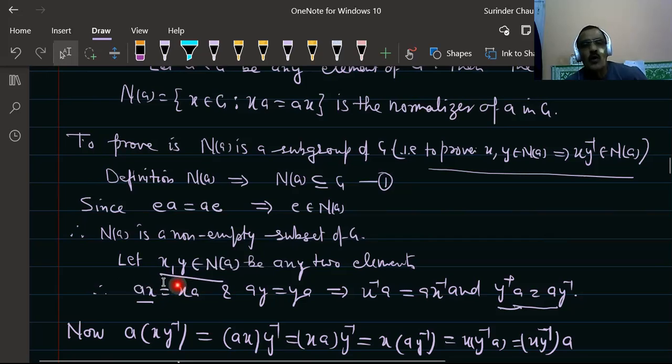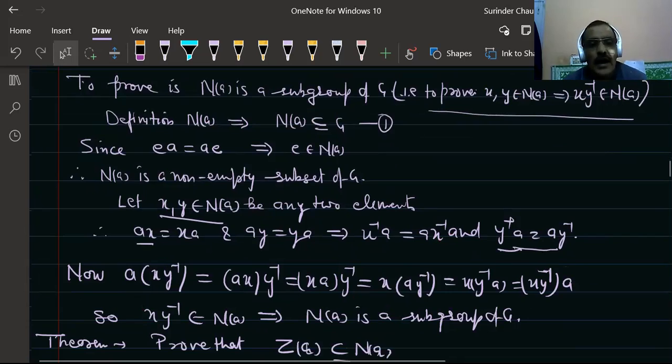Let x, y belong to G. Now let x, y belong to Na, the normalizer or centralizer of a, any two elements. If they belong to Na, then they commute with the element a of G. This means ax is equal to xa and ay is equal to ya. This implies, because x, y belong to Na, that x inverse a is equal to a x inverse, and y inverse a is equal to a y inverse.